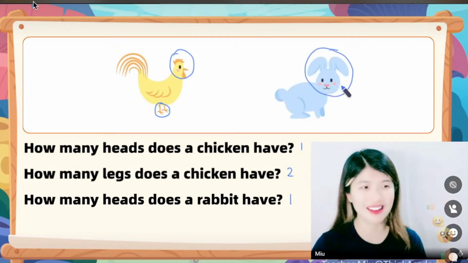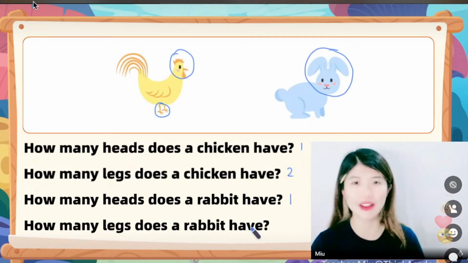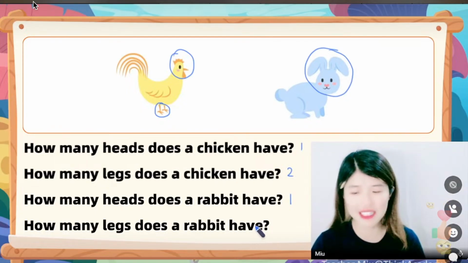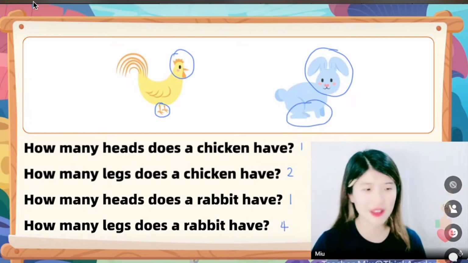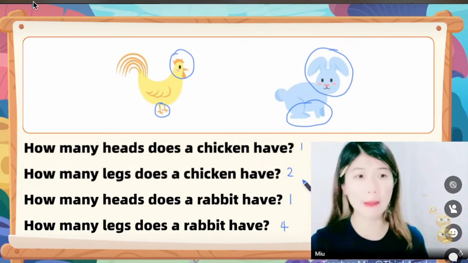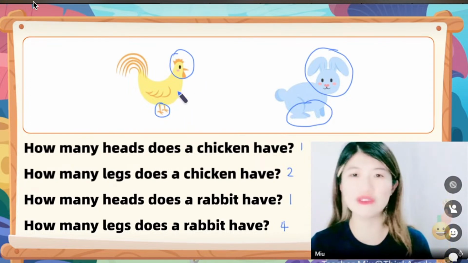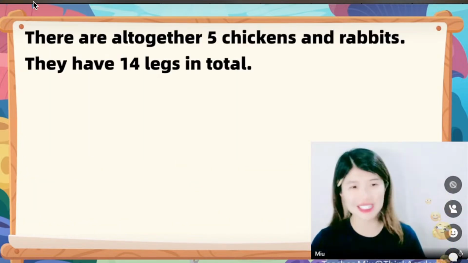And what about legs? How many legs does a rabbit have? There must be 4 legs. This is a very, very basic thing about chickens and rabbits. You must know. If one day we change it into ducks and cows, basically they're the same thing. So here we go. Let's take a look at the question.